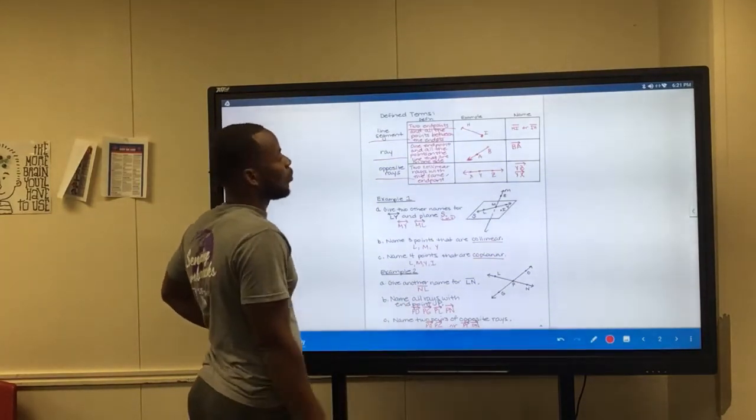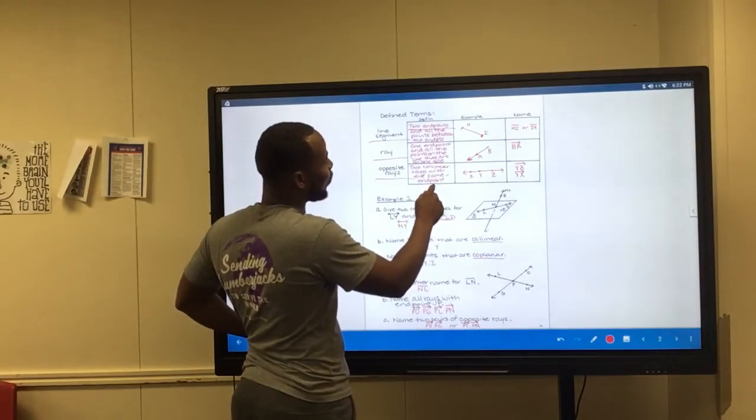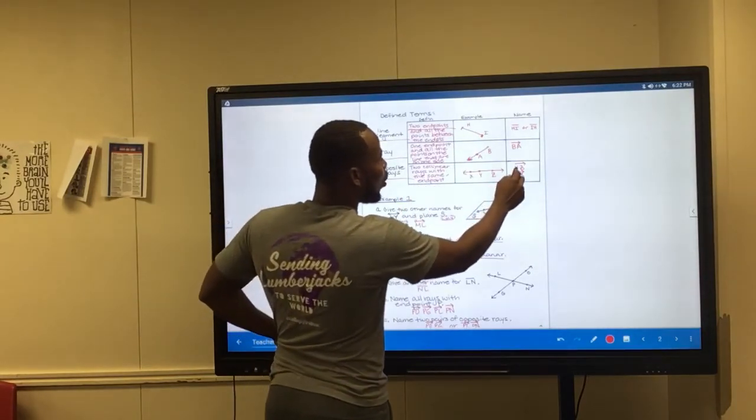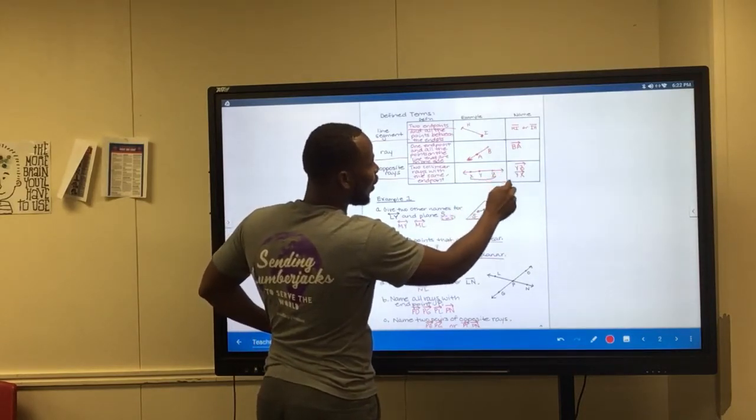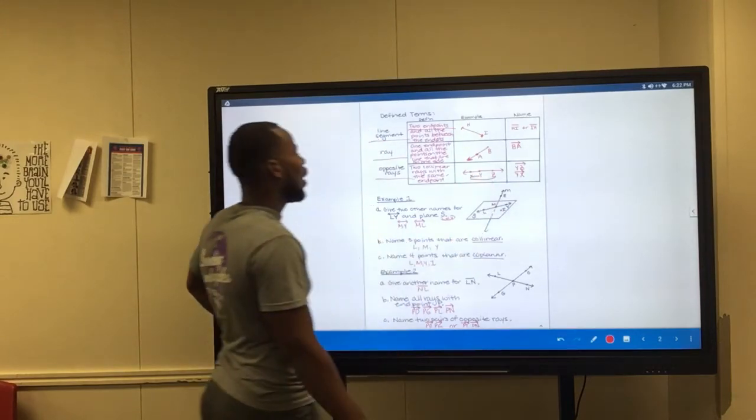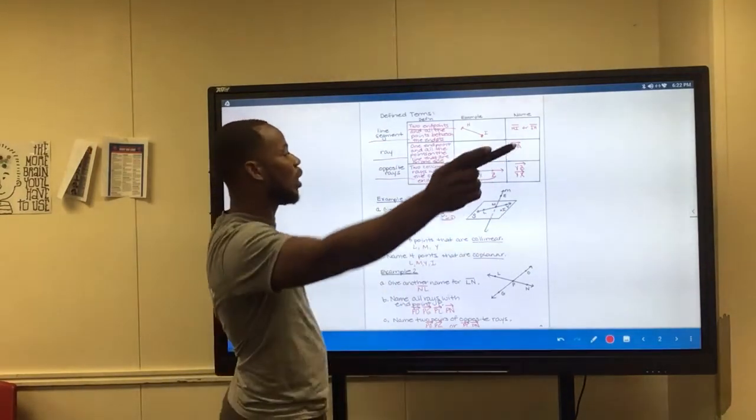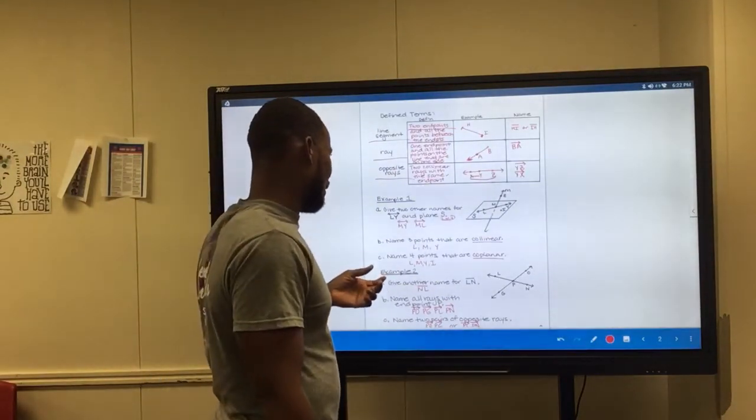Then we have opposite rays: two collinear rays with the same endpoint. So YZ, Y and Z, and then YX are opposite rays because one is going that way and the other is going the other way.